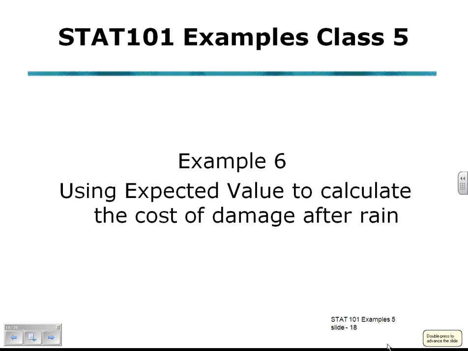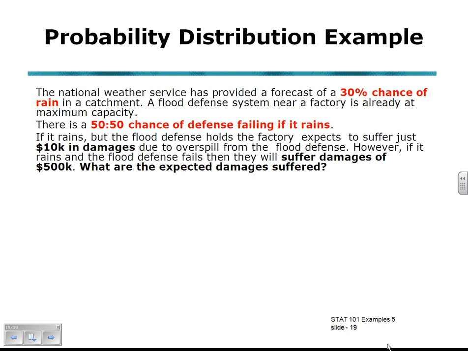Example 6 in Stat 101, Examples Class 5, using expected value to calculate the cost of damage after rain. The National Weather Service has provided a forecast of a 30% chance of rain in a catchment. A flood defence system near a factory is already at maximum capacity. There is a 50-50 chance of defence failing if it rains.